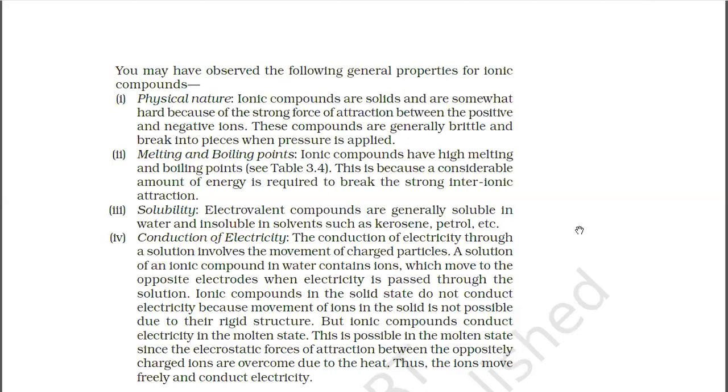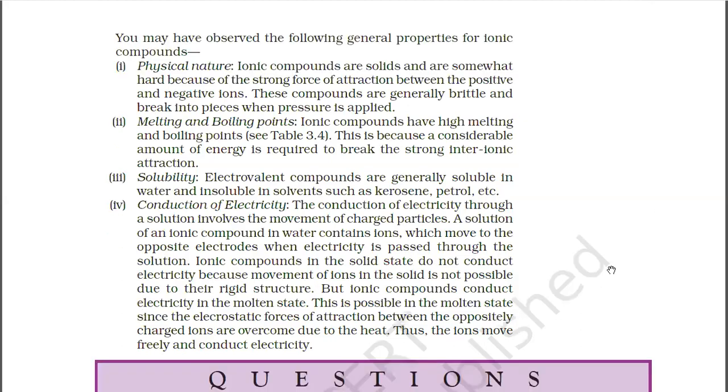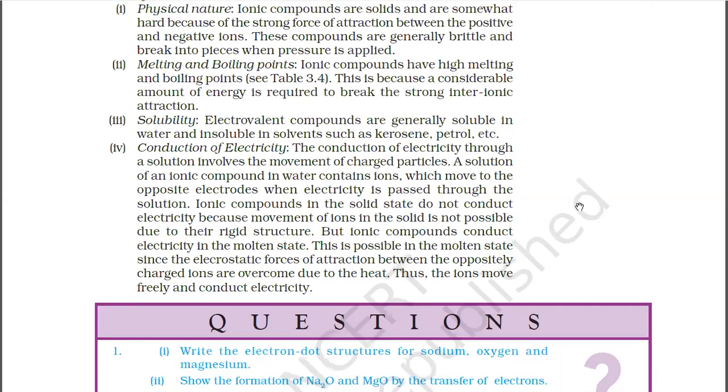Physical nature. Ionic compounds are solids and are somewhat hard because of the strong force of attraction between the positive and negative ions. These compounds are generally brittle and break into pieces when pressure is applied. Melting and boiling points. Ionic compounds have high melting and boiling points. This is because a considerable amount of energy is required to break the strong inter-ionic attraction. Solubility. Electrovalent compounds are generally soluble in water and insoluble in solvents such as kerosene, petrol, etc.